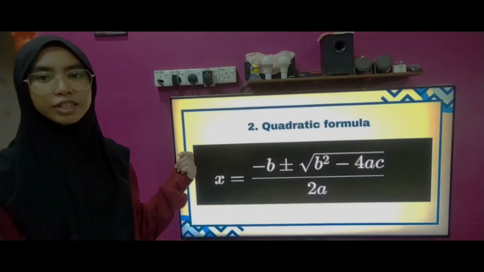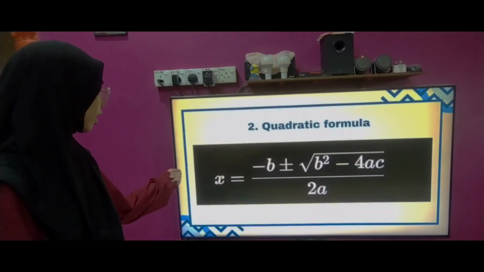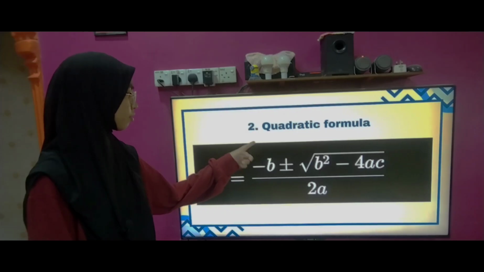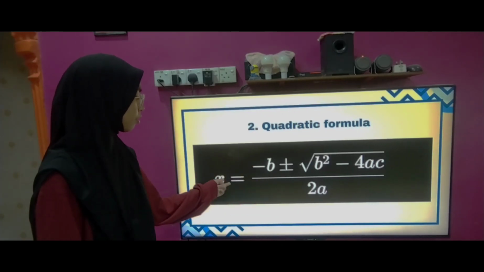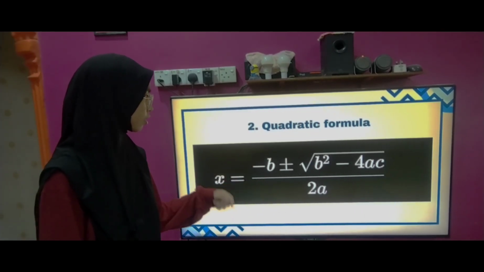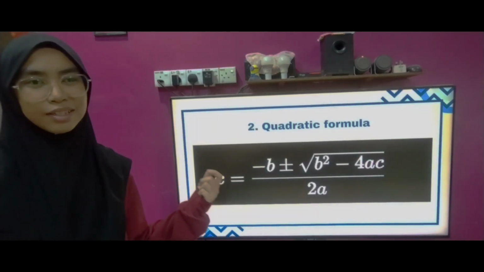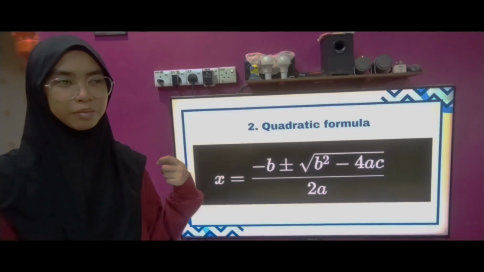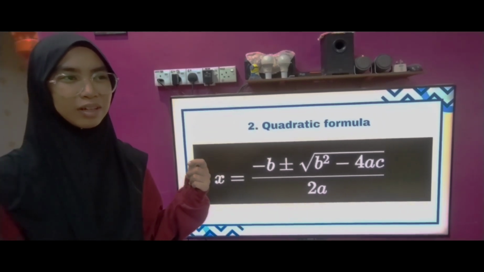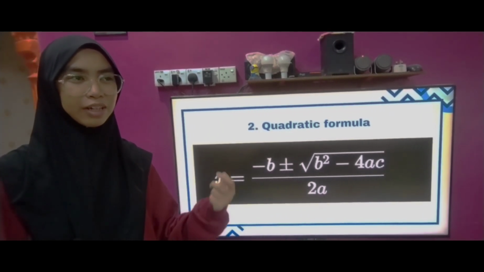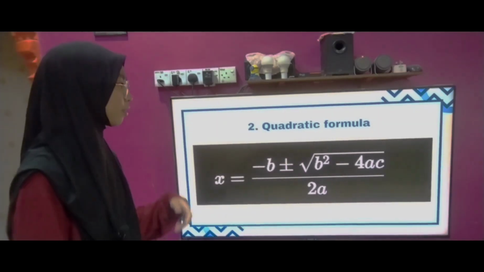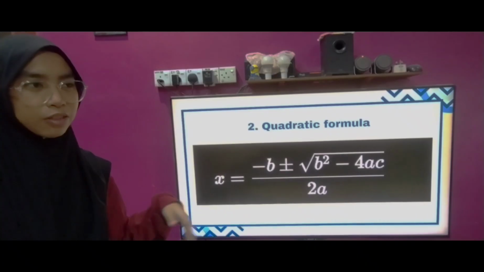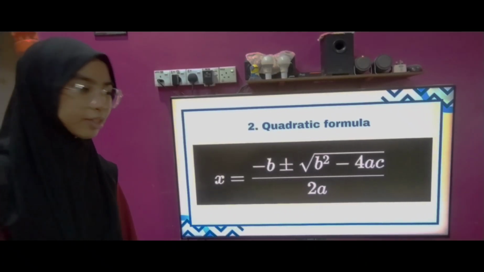Now we'll get to the quadratic formula, and here's the equation: x is equal to negative b plus minus the square root of b squared minus 4ac, divided by 2a. This quadratic formula, I can say, is more inclusive than the factorization method, because some of them we cannot use factorization methods for, but with the quadratic formula, we can use it in any situation of your quadratic equations.